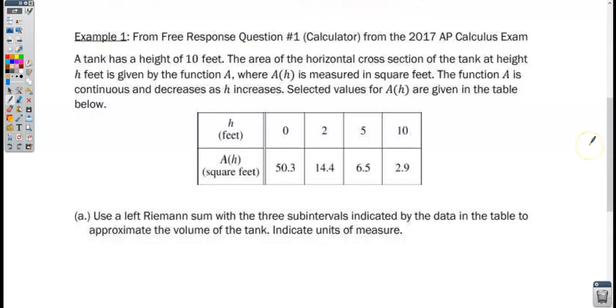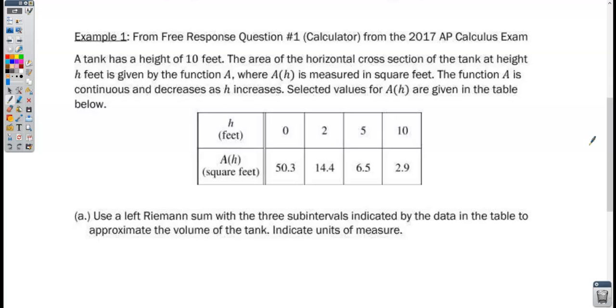This comes from free response question number 1, which is a calculator question from the 2017 AP Calculus exam. It says a tank has a height of 10 feet. The area of the horizontal cross-section of the tank at height h feet is given by the function A, where A of h is measured in square feet. The function A is continuous and decreases as h increases. Selected values for A of h are given in the table below. And in part A of this question, we're going to use a left Riemann sum with the 3 subintervals indicated by the data in the table to approximate the volume of the tank.